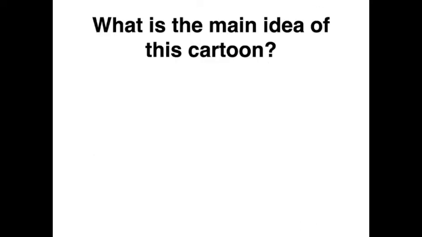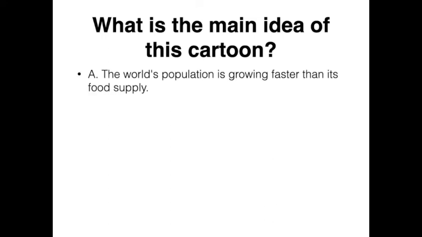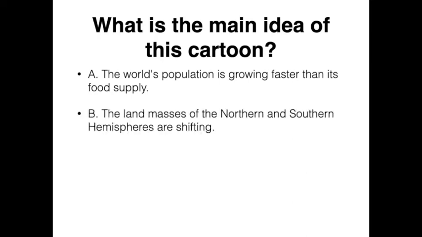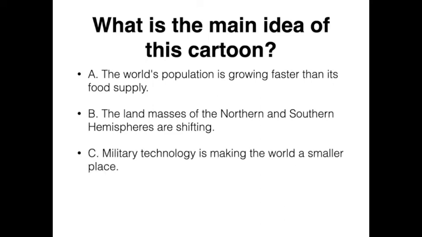Let's look at a multiple choice question. I think this is going to be on our quiz. What is the main idea of this cartoon? A, the world's population is growing faster than its food supply. Does not seem to match. I didn't see anything about food. I guess they're trying to trick you with that one by the idea of a nutcracker. But there's nothing about population. B, the land masses of northern and southern hemispheres are shifting. Nothing about tectonic plates shifting.